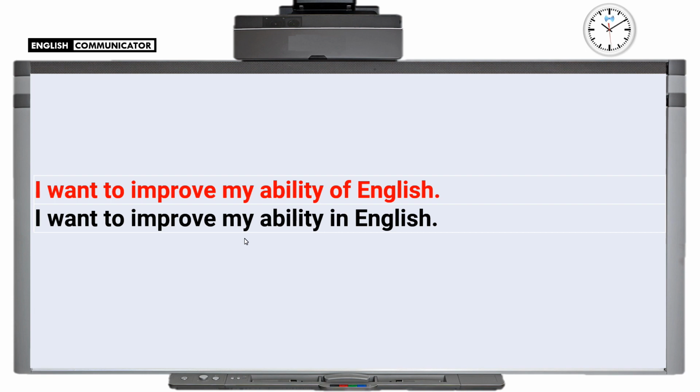"I want to improve my ability of English." Wrong. "I want to improve my ability in English." "Of English" is wrong because it's a language. A language is always "in English," "in French," "in German," not "of English," "of French," "of German." Repeat again: "I want to improve my ability in English," not "of English."